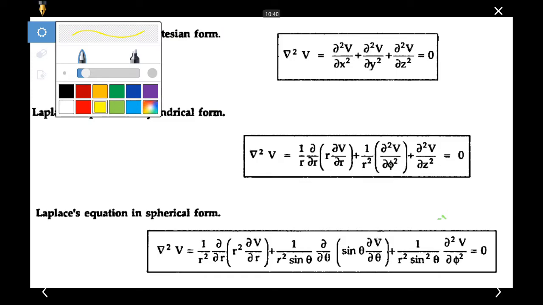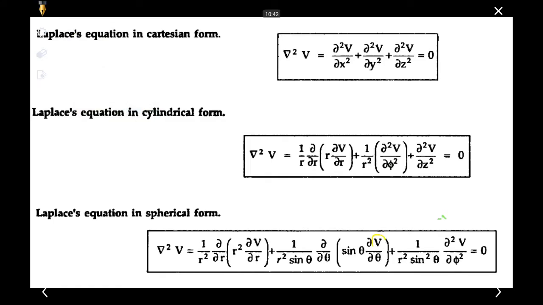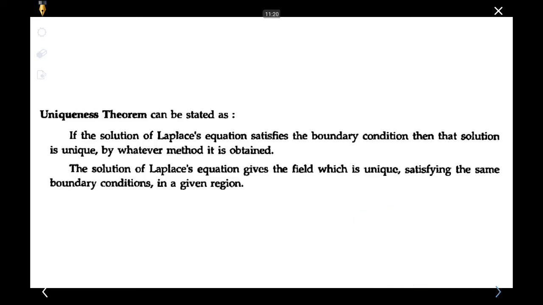R. So in that case, V will be taken as constant with respect to theta and phi. Constant means when you differentiate a constant, the value will be equal to 0. Similarly, when you differentiate with respect to phi, again V is constant, it doesn't vary with respect to phi. So this will be equal to 0. Since V is not dependent on theta and phi, these two terms will be 0. So we need not take these two terms. We have to consider only the first term, 1 by R square dou by dou R of R square dou V by dou R.